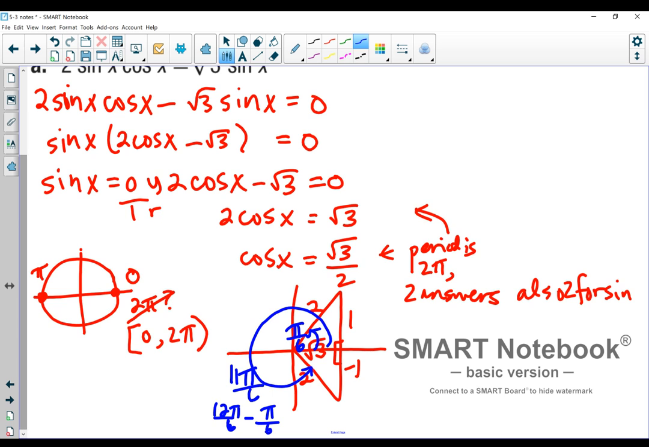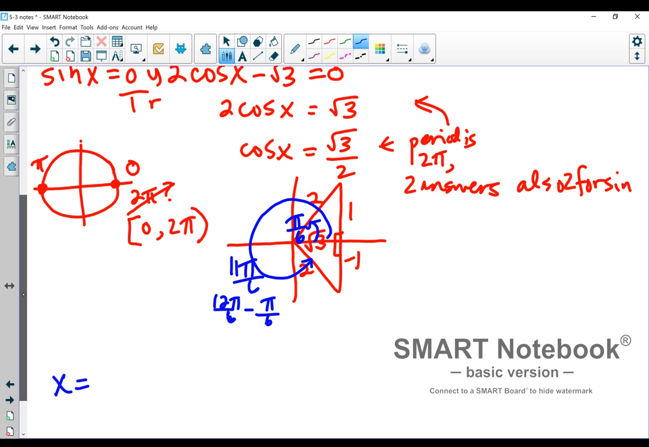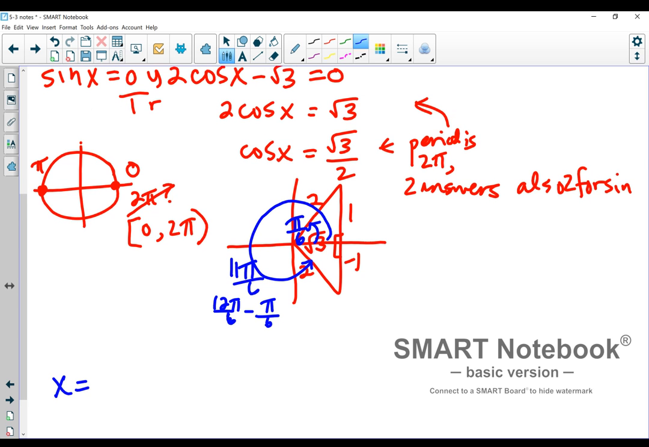So now I need to go ahead and list out all my answers. So from that first one, sine x equals 0, we have 0 and pi. And then from our second set of drawings for cosine x equals square root of 3 over 2, we have pi over 6 and 11 pi over 6.